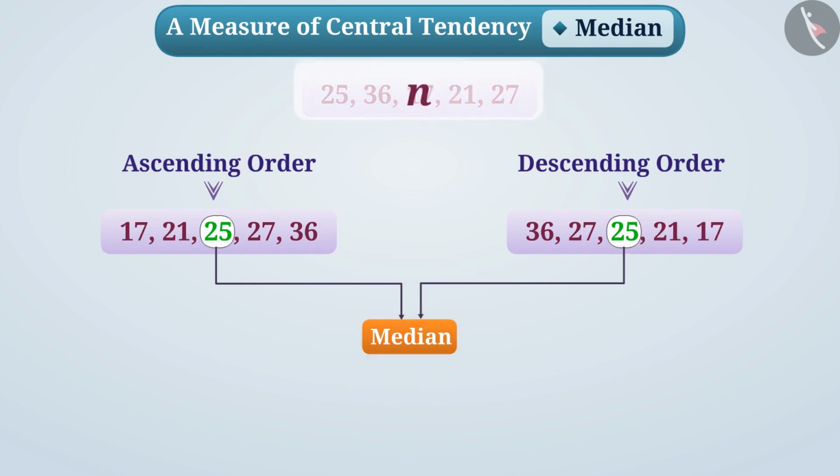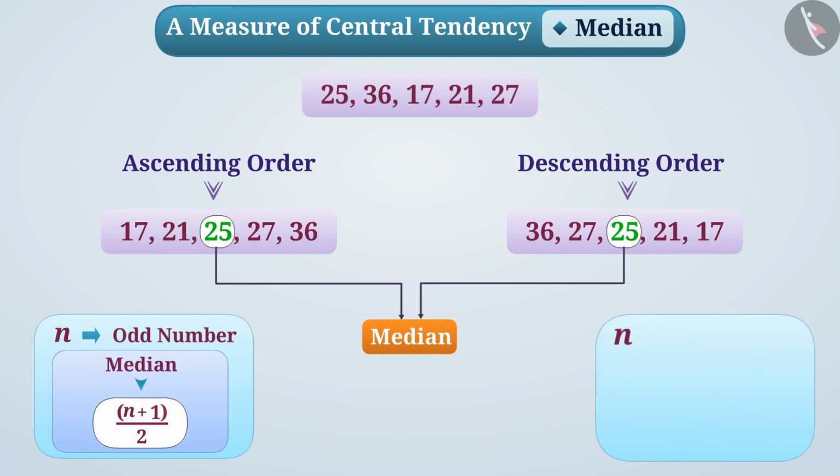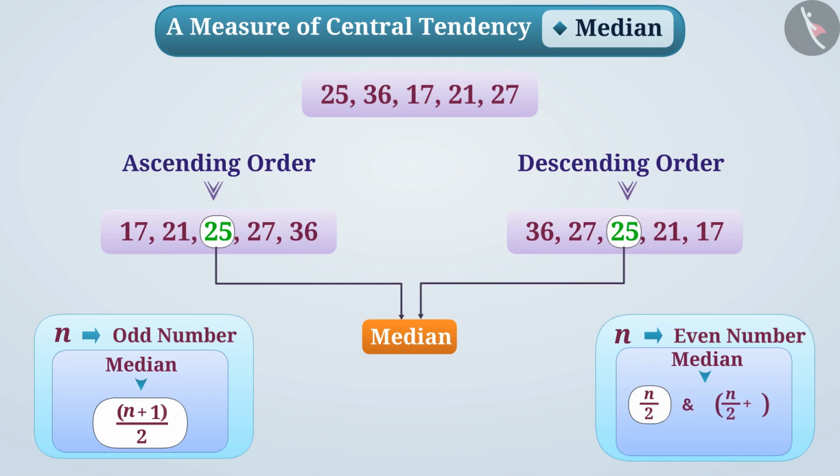If we are given n observations, then we arrange them in ascending or descending order. If n is an odd number, then in these observations, (n plus 1) divided by 2 will give you the position of the median in the observations. But if n is an even number, then the median is the mean of the n divided by 2th and (n divided by 2 plus 1)th observations.